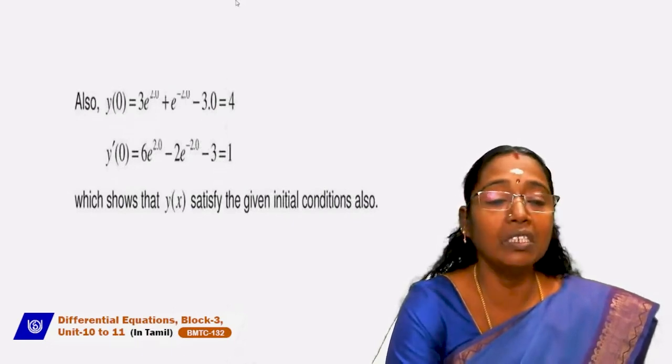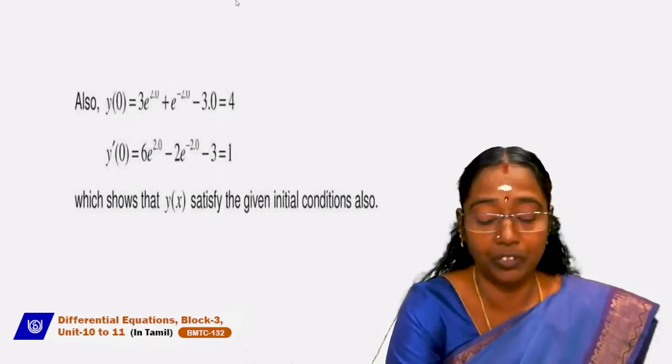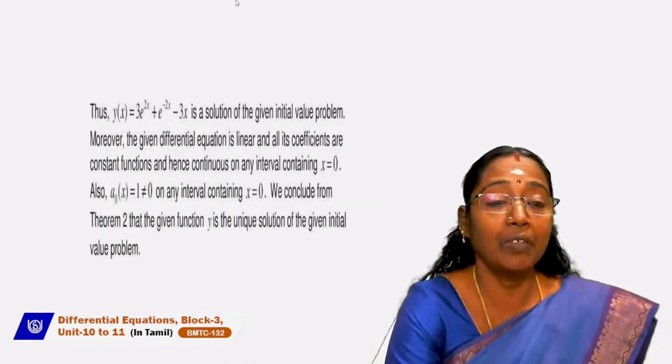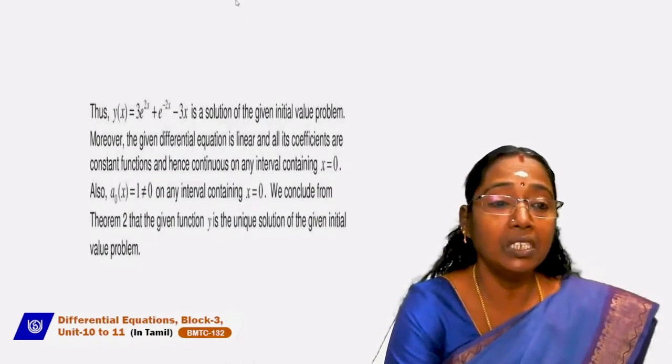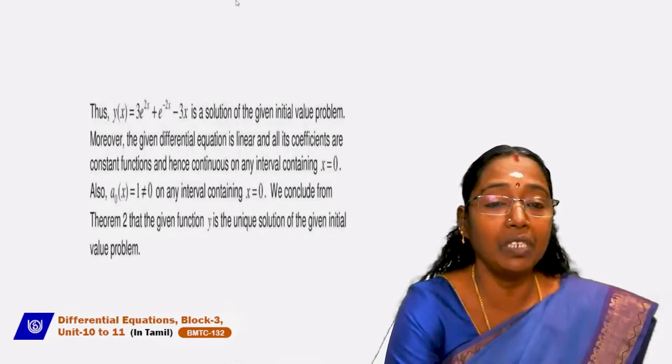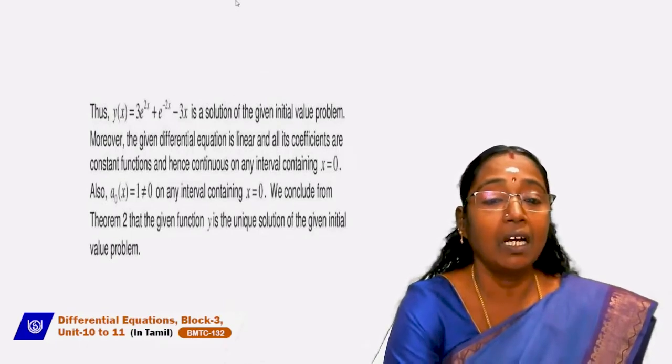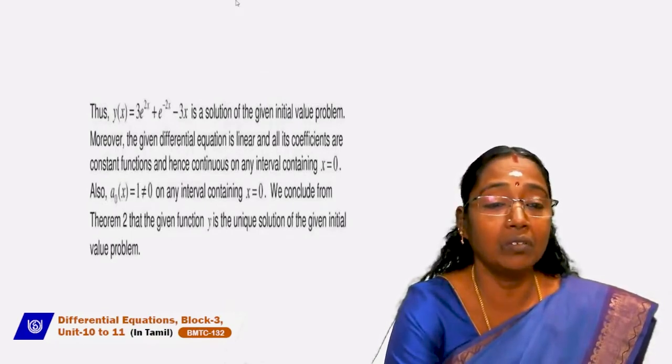So, these two are the initial conditions satisfied by y of x. Therefore, the given function y of x equal to 3 e power 2x plus e power minus 2x minus 3x is a solution of the given initial value problem. Moreover, the given differential equation is linear and all its coefficients are constant functions and hence continuous on any interval containing x equal to 0.